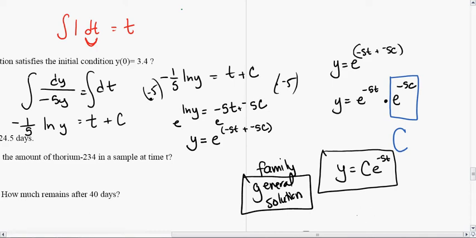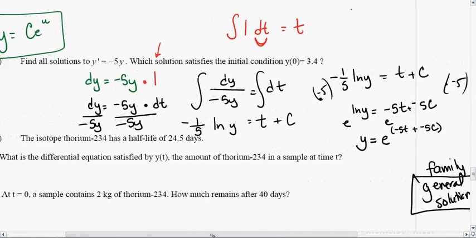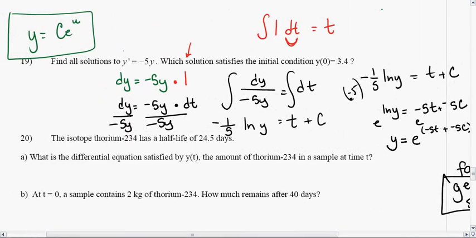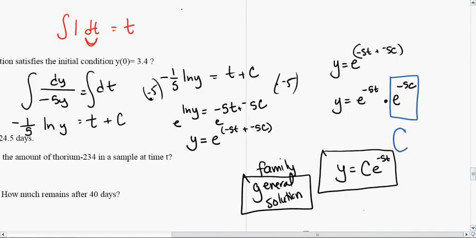In the next video, I'm going to use the initial condition to figure out what C is. And if you have any questions on this process of how I got from my original problem here to the family of solutions over here, send me an email.